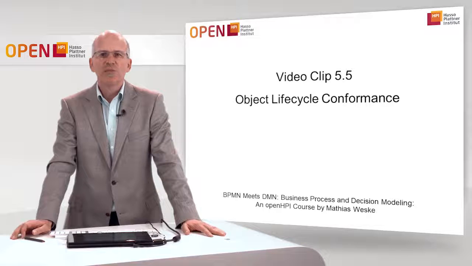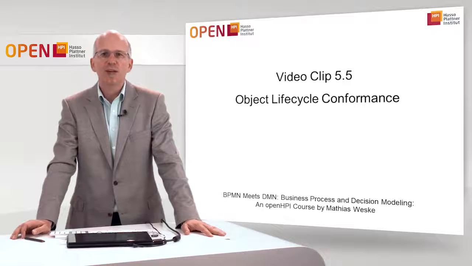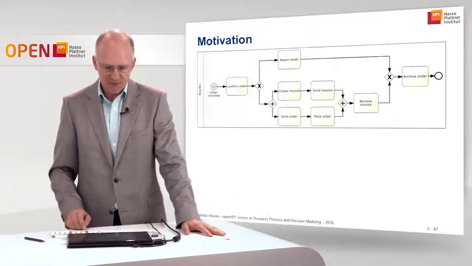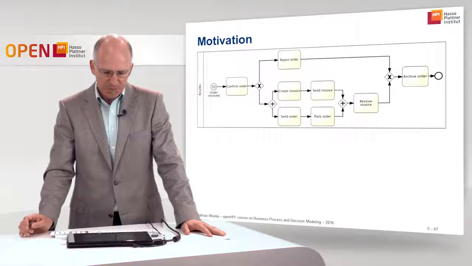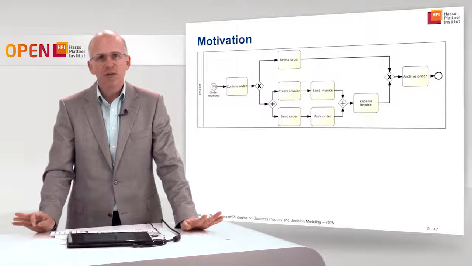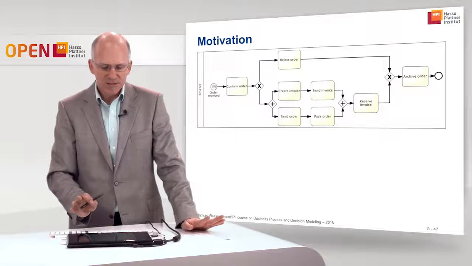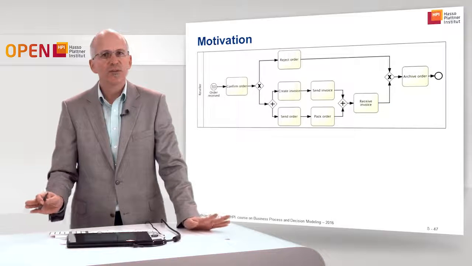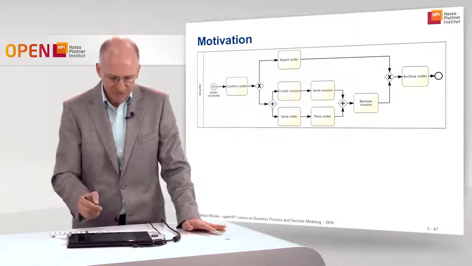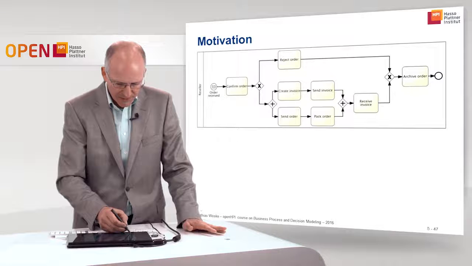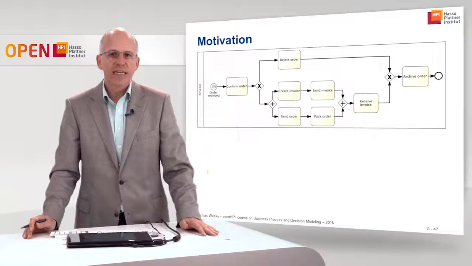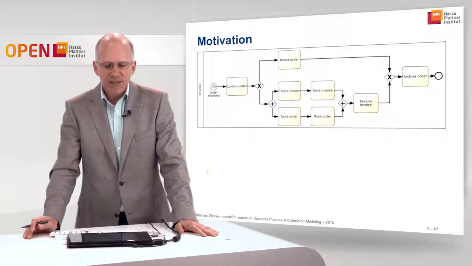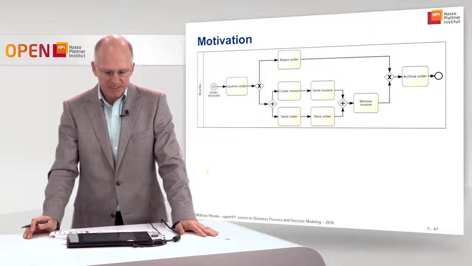Welcome to video clip 5.5, in which we discuss object lifecycle conformance. If we look at the process model, it appears to be well designed, and from the structure it's well designed. If we do a soundness check, it is also sound in this case. But when we look at the labels that are associated to data, as we've seen earlier this week, we might encounter a problem in this case.